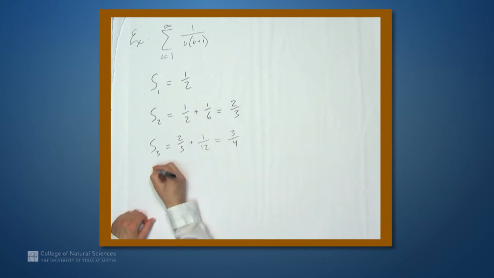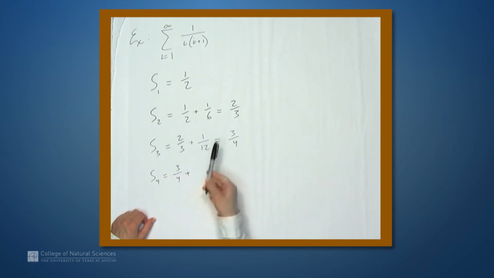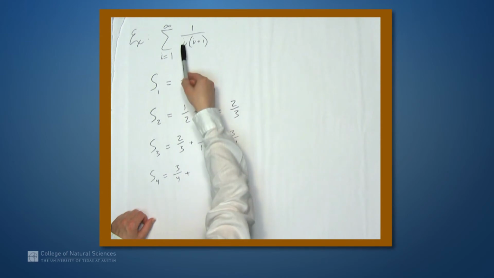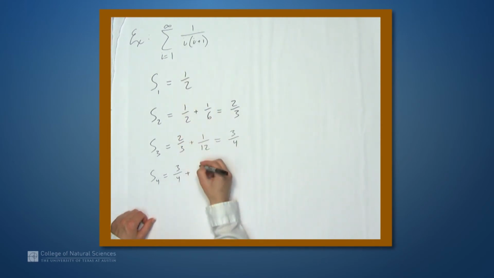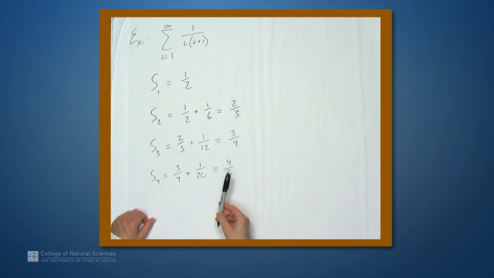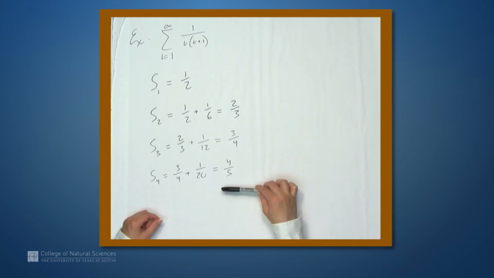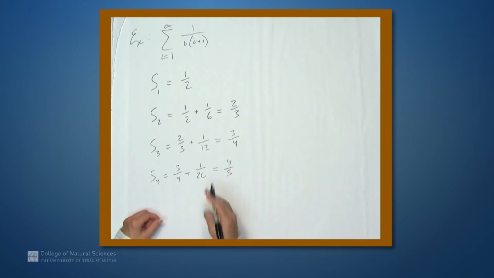Let's do one more. Let's do S sub 4, and this is 3/4 plus the next term. When i equals 4, this is 1 over 4 times 5, so this is 1/20th. And if you add 3/4 and 1/20th, you get what you might suspect, 4/5. So this certainly suggests that if we keep doing this, we're going to get 20 over 21 and then 45 over 46 and so on. So the limit seems to be 1. Let's see whether we can actually prove this.